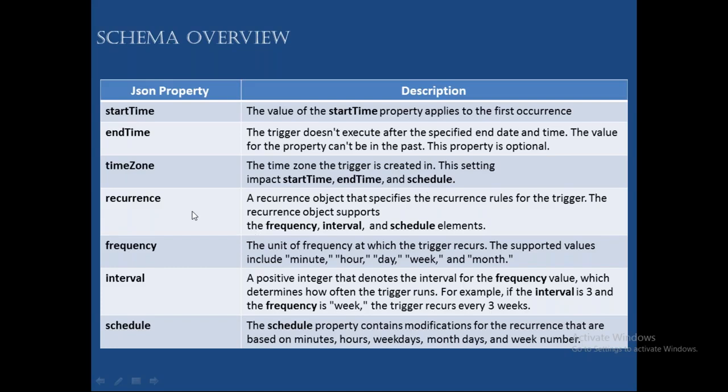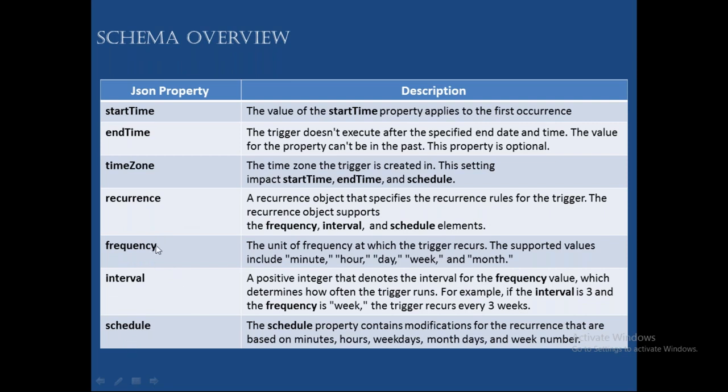Reoccurrence: how frequently you want to execute. A reoccurrence object specifies the reoccurrence rule for the trigger. It is going to create some rule for the trigger. The reoccurrence object supports the frequency, interval, and schedule elements. What are frequency, interval, and schedule elements? These three things, in reoccurrence, you are going to use: frequency, interval, and schedule.